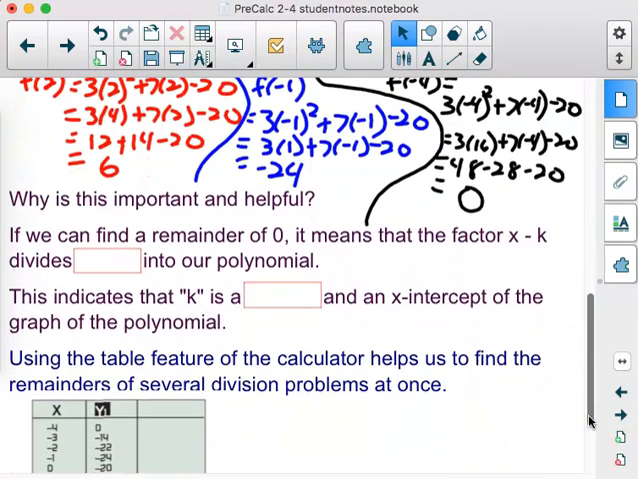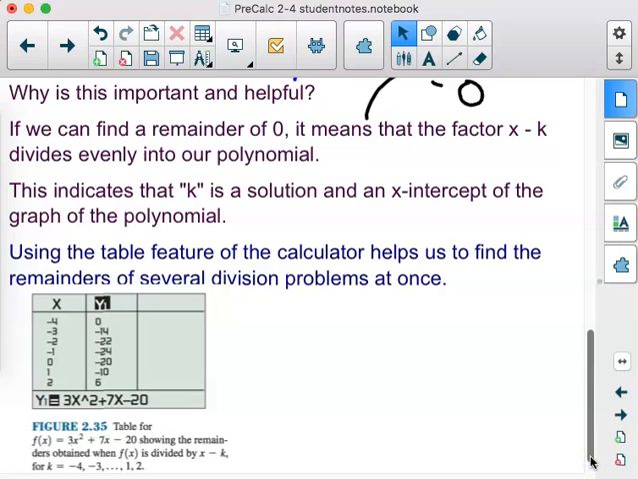So why is this important and helpful? If we can find a remainder of 0, it means that that factor x minus k divides evenly into our polynomial. This indicates that k is a solution, and if it's a solution, it's also an x-intercept of the graph of the polynomial. So down here in the blue it says, using the table feature of the calculator helps us to find the remainders of several division problems at once.